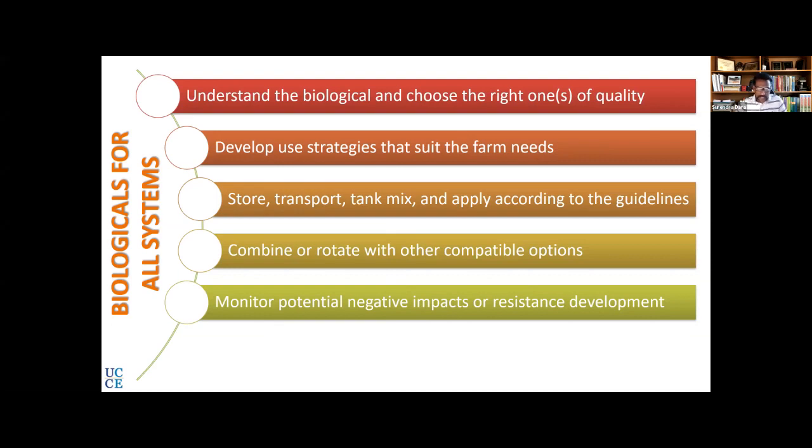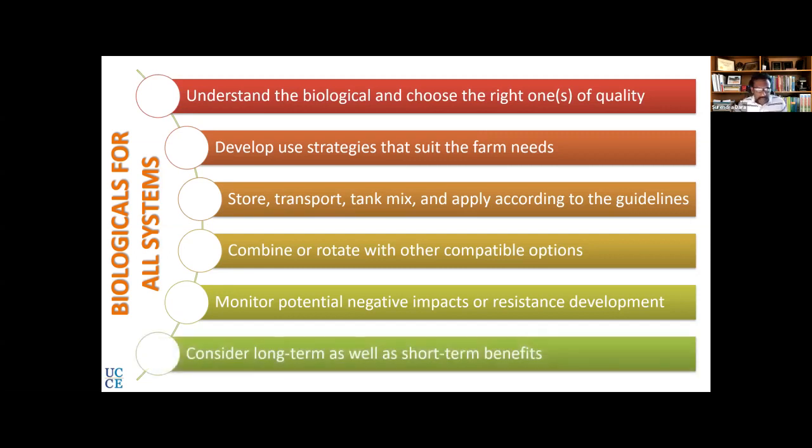Like there are a lot of resistance problems with the spinosad and pyrethrins. The same way, with those interactions, maybe it is controlling the pest, but it is also doing a lot of harm to natural enemies. So we need to look at those. And, again, that resistance development from biologicals is also an important thing to monitor.